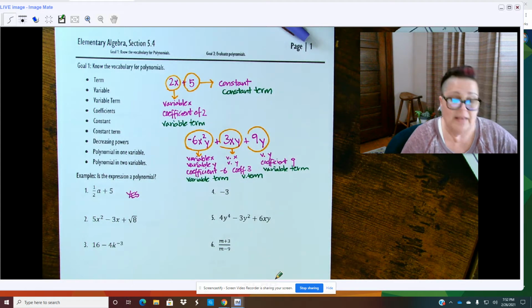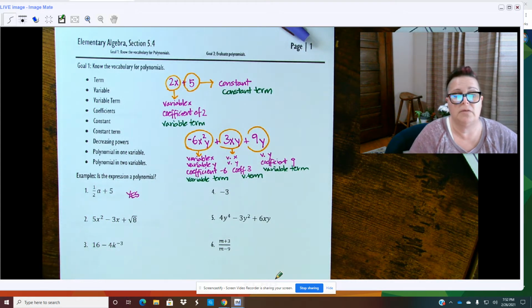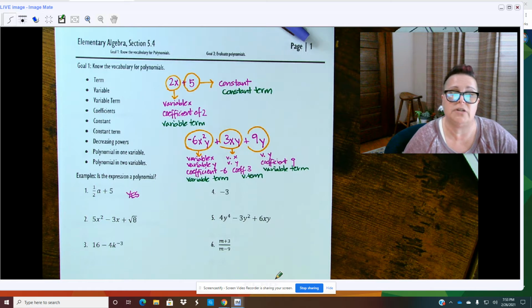Okay. If I look at the second example, 5x squared minus 3x plus the square root of 8. This is also a polynomial. 5x squared is a variable term with a variable x and a coefficient of 5. Minus 3x is a second variable term with a coefficient of -3 and a variable of x. The square root of 8 is a constant term. That number will never change. Square root of 8 is square root of 8.